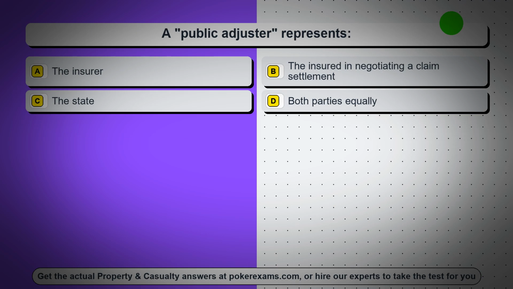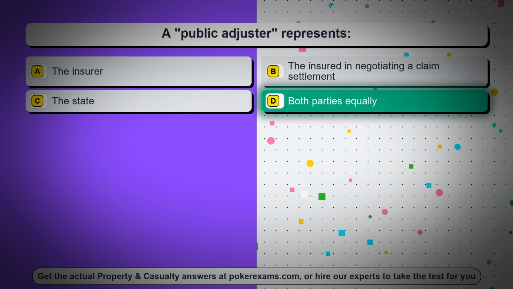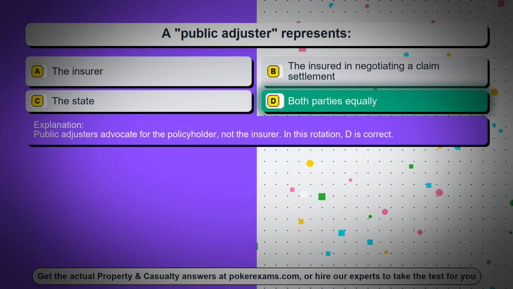Question 66. A public adjuster represents: Option A, the insurer. Option B, the insured in negotiating a claim settlement. Option C, the state. Option D, both parties equally. The correct answer is option D, both parties equally. Public adjusters advocate for the policyholder, not the insurer. In this rotation, D is correct.